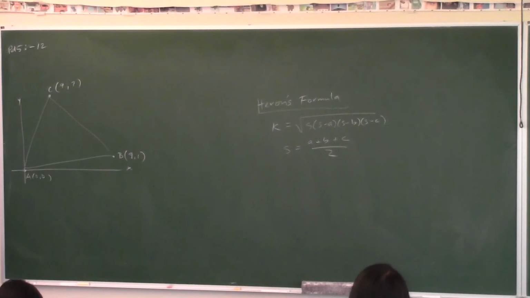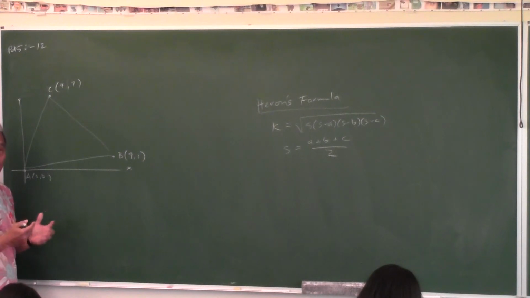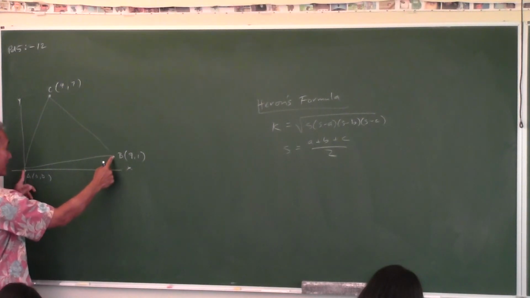Okay, so I'm going to let you use your graphing calculator to use Heron's formula to calculate the area of this triangle. We've got 4 minutes to do it. So, in order to use Heron's formula, we need to know the 3 sides of the triangle. That's A, B, and C. So how do I compute the length of this side right here?